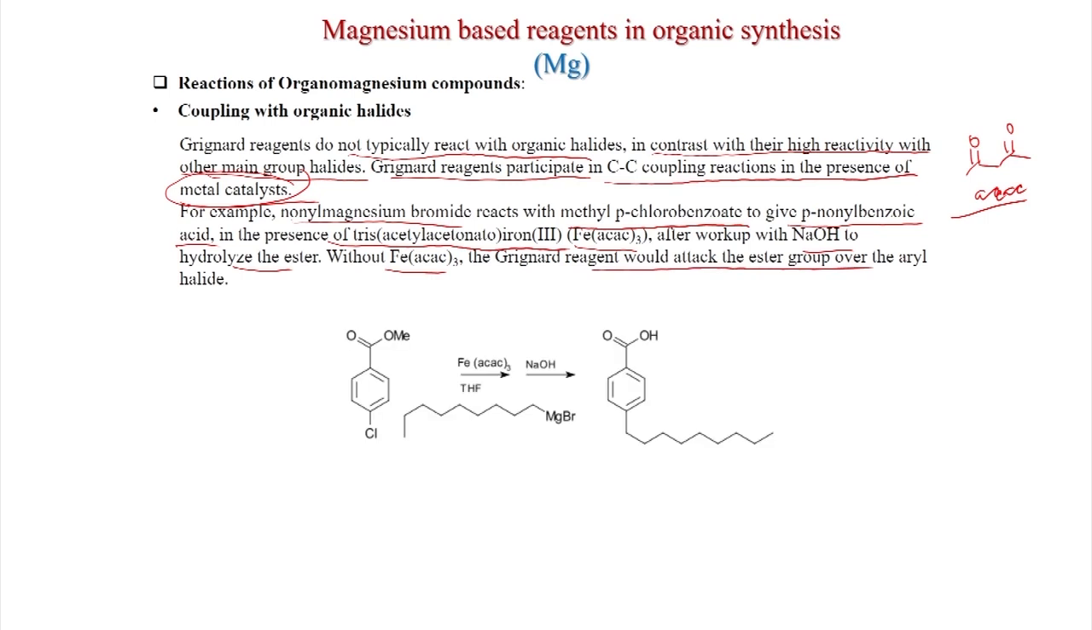So, this is important, you have two groups here, ester groups and chloride, and now you put this nonyl magnesium bromide, and with this one, this group is activated, and now the addition happens to this one. So, what happens, iron inserts in this carbon chlorine bond, and then this activation happens and you get the cross coupling to get this product. Interestingly, here after NaOH you get the hydrolysis of the ester to carboxylic acid.